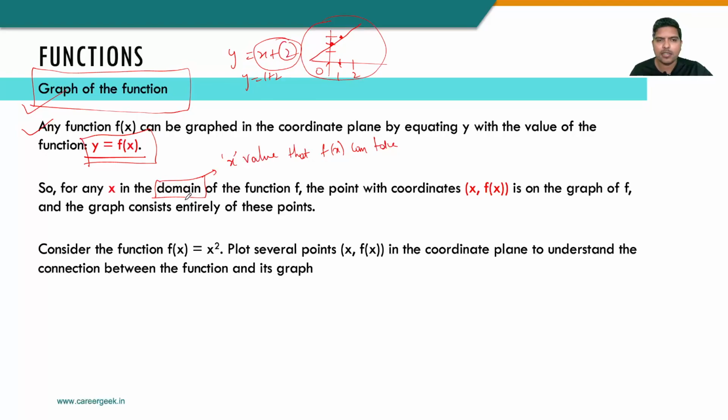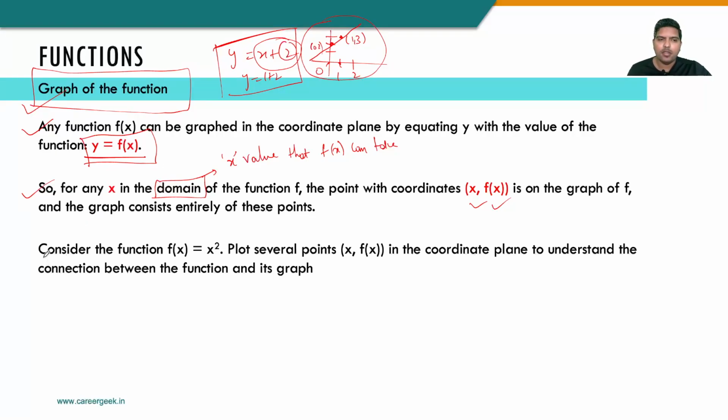So for any x in the domain of the function, the point with the coordinates x and f of x, or x and y, is on the graph of f, and the graph consists entirely of these points. Like we have seen, this is 1 comma 3, this is 0 comma 2. All these points will satisfy this graph or this function. That's what they are saying. I hope these two statements are clear.